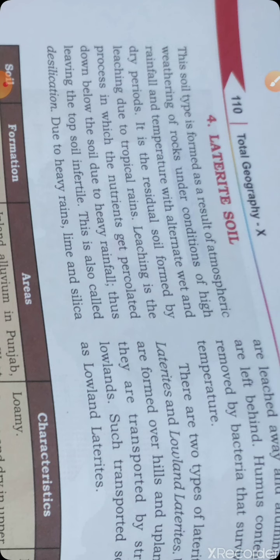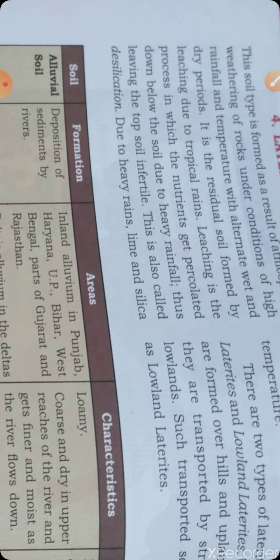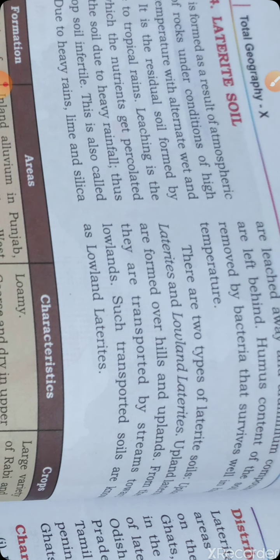This is called desilication. What is desilication? That is also an important term. After the leaching process, when nutrients get percolated below the soil due to heavy rainfall and the topsoil is infertile, this is called desilication, or you can say another name for leaching. Due to heavy rains, the lime and silica are leached away and aluminum compounds are left behind.